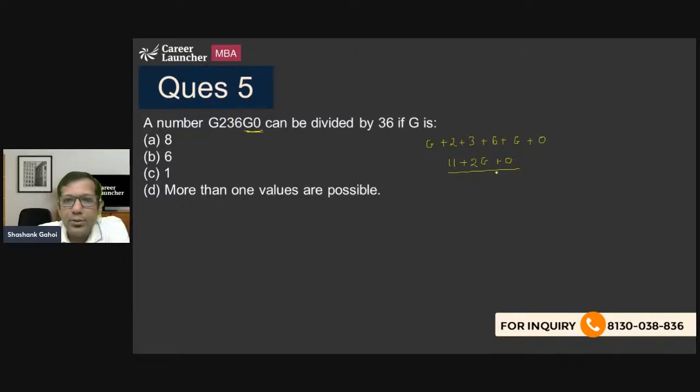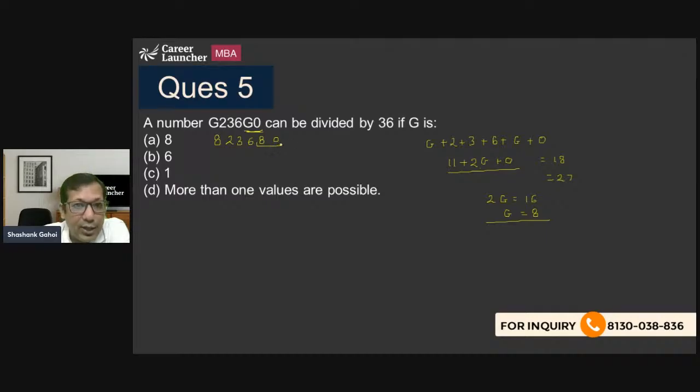Okay, so if it is divisible by 9, then the sum can be 18 or the sum can be 27. So if the sum is 18, then G becomes a decimal, not possible. If the sum is 27, then 2G becomes 16. So G becomes 8. So what is the possible value of G? That is 8. Now if I plug in 8, my number becomes 8, 2, 3, 6, 8, 0. So the sum becomes 10 plus 14, 24 plus 3, 27. So it is divisible by 9.